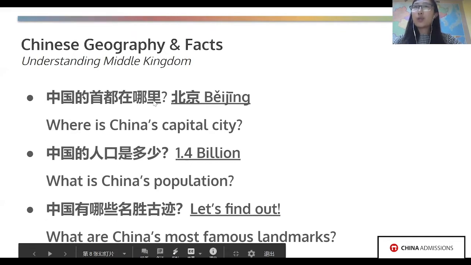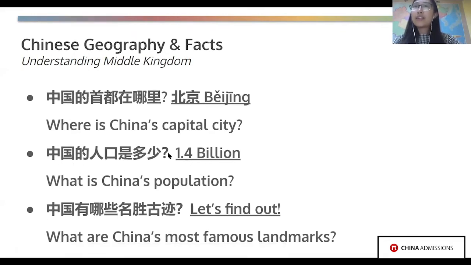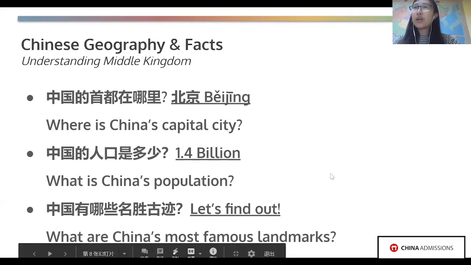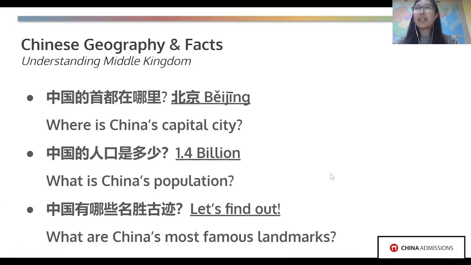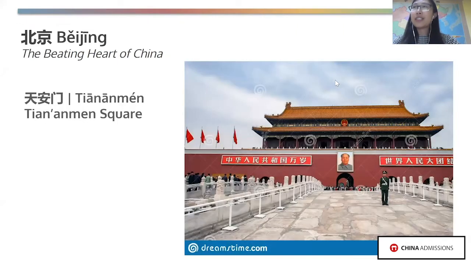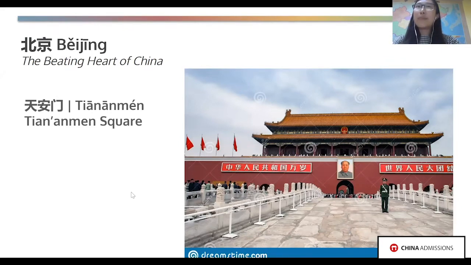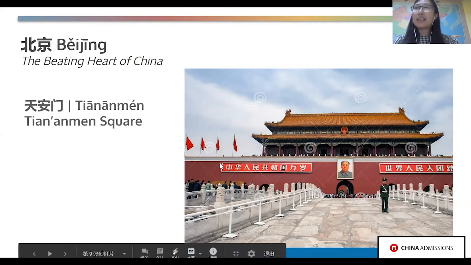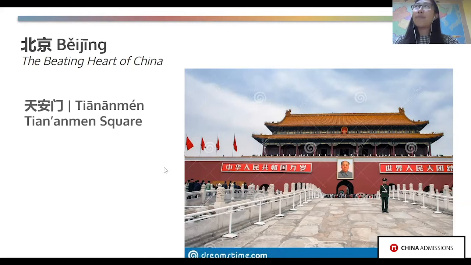First, 首都在北京, of course. 中国的人口是14亿. So, 14亿, 1.4 billion. So, there are 8 zeros after the 14. That's 14亿. And the 名胜古迹, the famous landmarks. I'll show you some right now. Okay, first, of course, 天安门. Tiananmen Square is in Beijing. It's the symbol of China. I think this is the biggest square in the world.